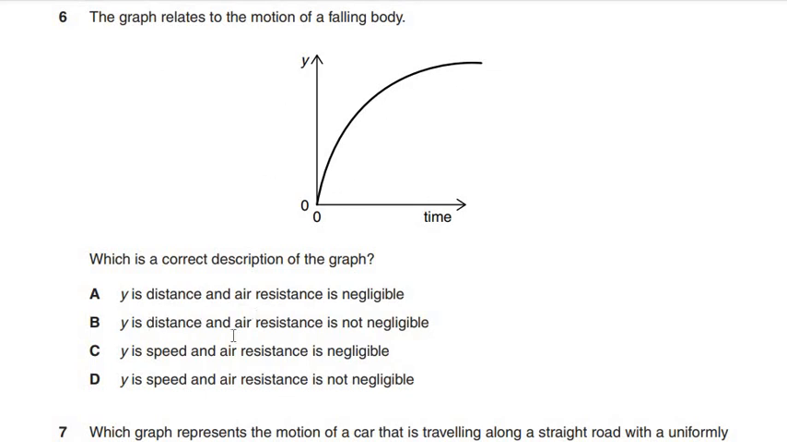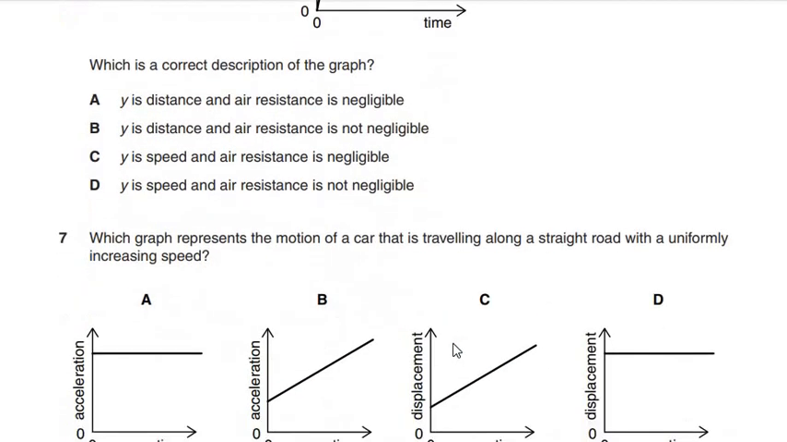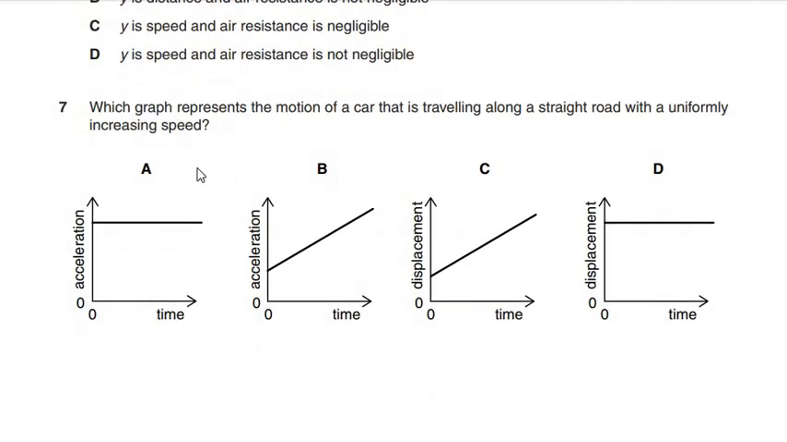So which one do we see as the answer? We're going to see y is distance, no. Y is speed, resistance is negligible, no, it's not negligible. So your answer is D. Y is speed and air resistance is not negligible. All right, question 7. So answer is D for 6.